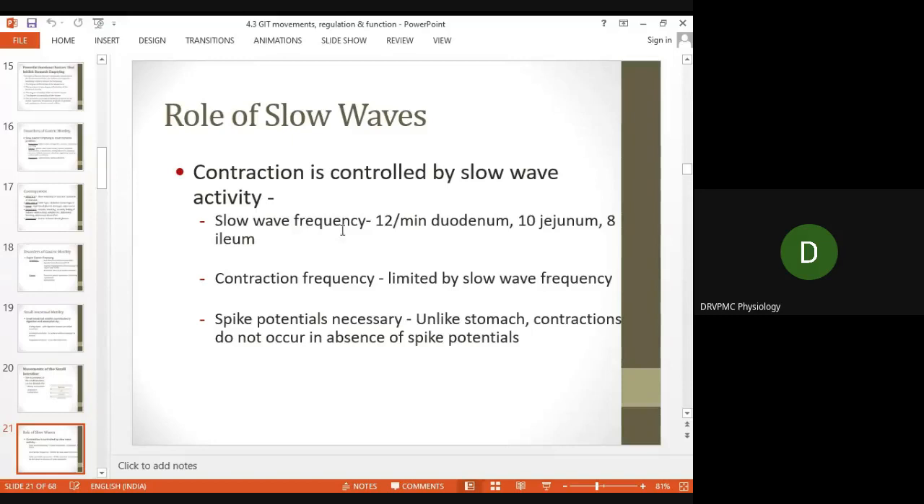Slow wave frequency is about 12 per minute in the duodenum, 10 per minute in the jejunum, and 8 per minute in the ileum. So maximum frequency is in the duodenum, then jejunum, and less in the ileum. Contraction frequency is limited by the slow wave frequency. Spike potentials are necessary. Unlike the stomach, the contractions do not occur in the absence of spike potentials.